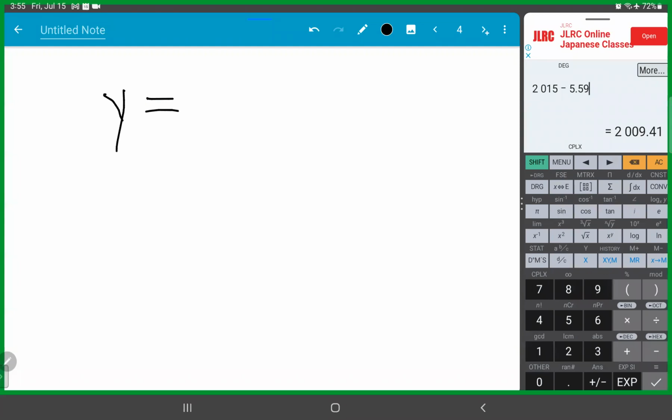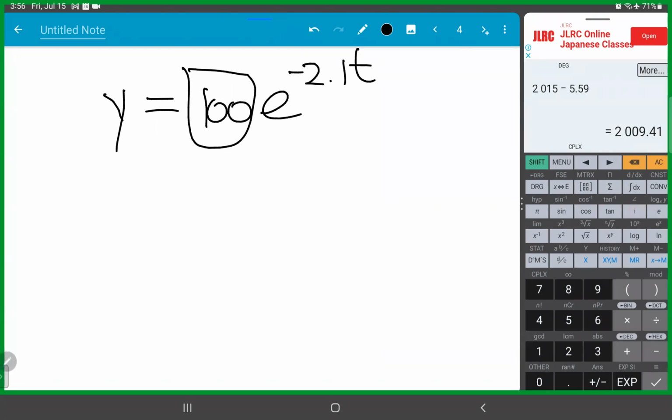Halimbawa, to get the half-life, you're given the formula. Say 100 e to the negative 2.1t. Okay? How do you find the half-life of the substance? This should be negative kasi nagdi-decay siya. You just, of course, look at the initial amount, which is the constant always there, okay? Because the initial amount would correspond to t equals 0, diba?